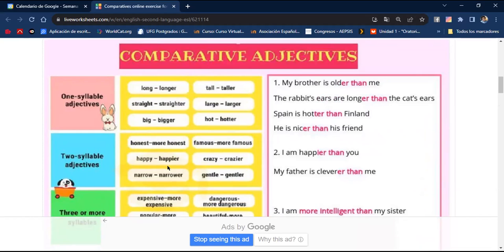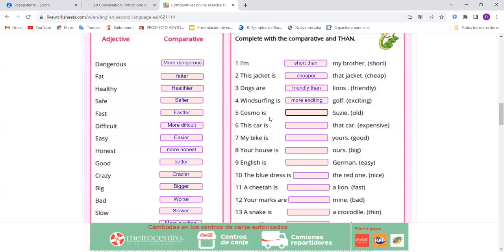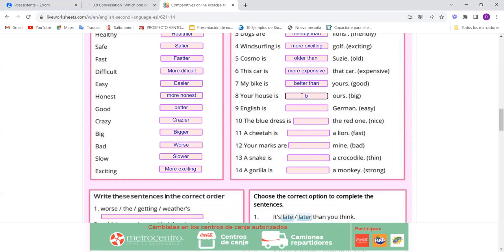Yes. Cosmo is older than Susan. This car is more expensive. Sí. En la siguiente, my bike is better. Better than your girl. Your house is bigger. Aunque ahí en bigger es doble G y no I. Ay, gracias.